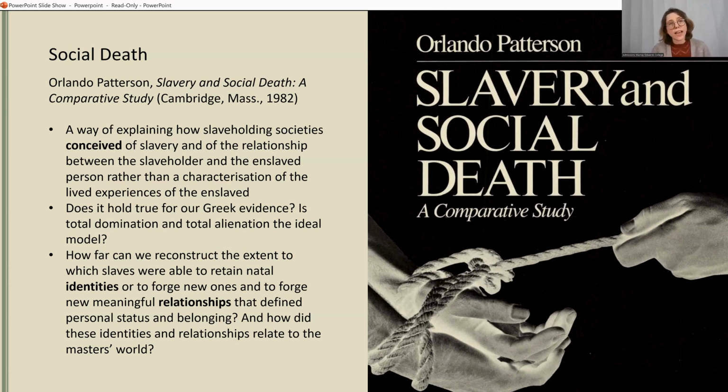So it's not that today I'm trying to prove or disprove Patterson's theory. I'm just using it to think with as a model for what we might think is going on in Greek society and how they approached slaveholding. So with this noted, I want to explore how far slavery as social death holds true for our Greek evidence.